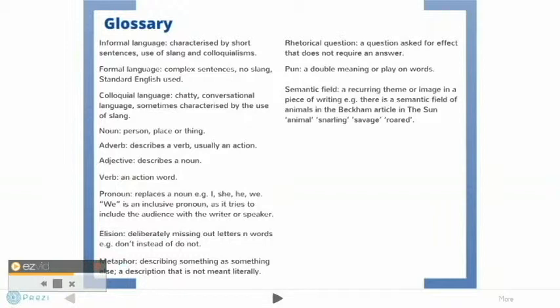Elision, deliberately missing out letters and words. For example, don't instead of do not. Metaphor, describing something as something else, a description that is not meant literally. Rhetorical question, a question that is asked for effect and does not require an answer.